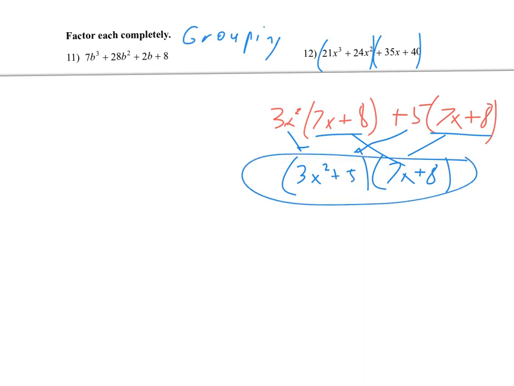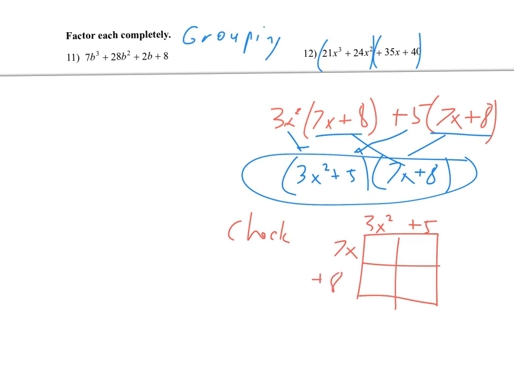And there's our answer. We can also check this one, but I would check this one by using the box. And so we'll have 3x squared plus 5, and then 7x plus 8. And if I multiply this, I get 21x to the third, I get 35x, I get 24x squared, and then I get 40. And what you can see here is that all of these terms, this one is right there, this one is right there, this one is right there, and that one is right there. So all my terms are represented.